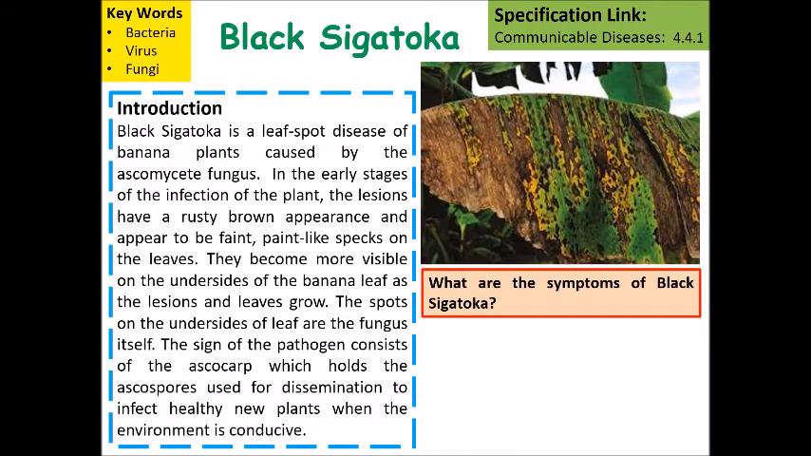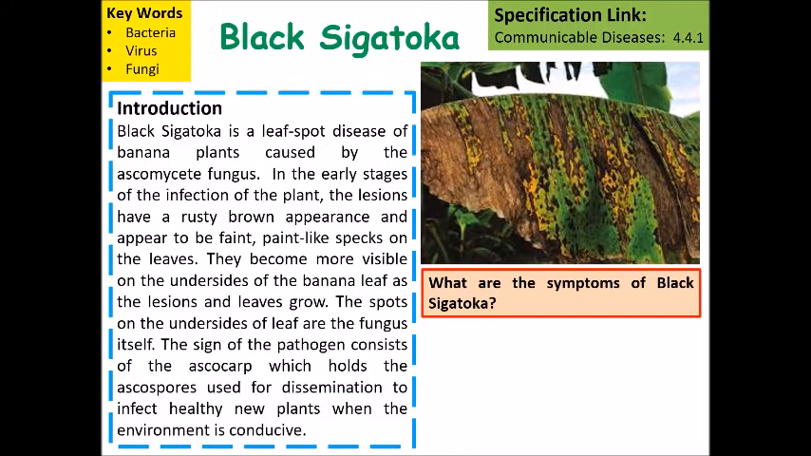Black Sigatoka is a disease that will affect a range of plants, but primarily banana trees. It's caused by a fungus. In the early stages of infection, lesions will form on the leaves. Brown specks and brown lesions will form.